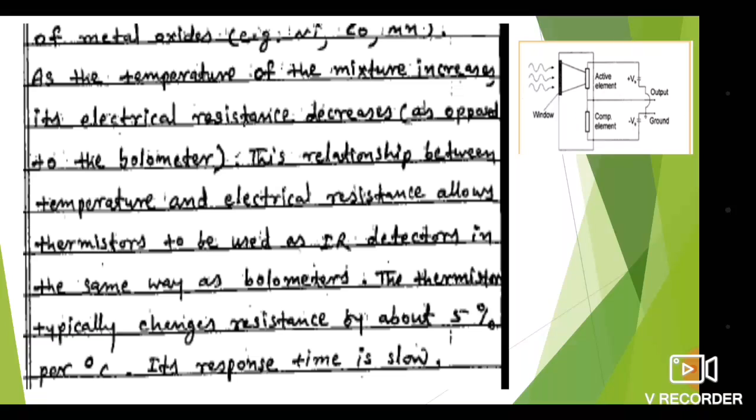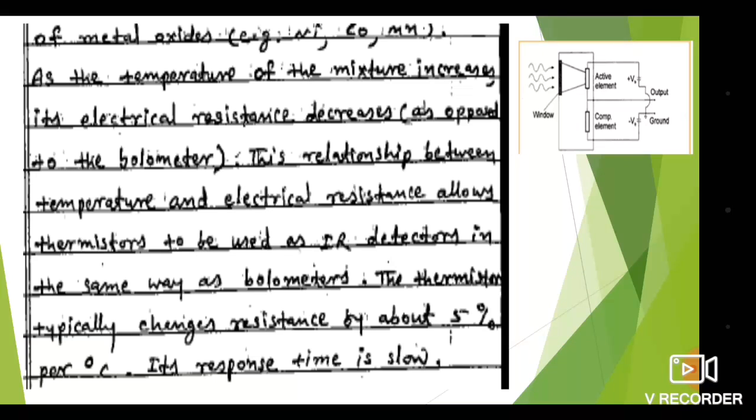This relationship between the temperature and electrical resistance allows the thermistor to be used as an IR detector in the same way as a bolometer. The thermistor typically changes resistance by about 5% per degree Celsius. Its response time is low. So what is the thermistor?